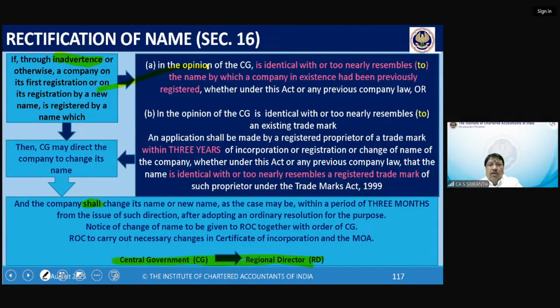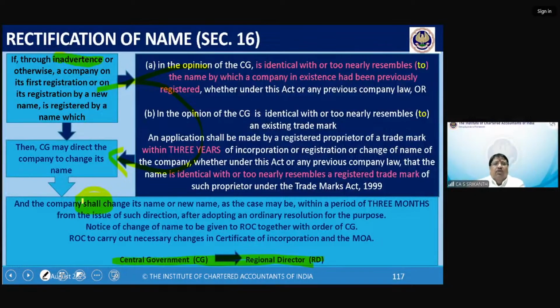So within 3 years, that objection has to come. If so, then once this comes, the central government may direct the company to change its name. And the company shall change. Your Honors will please note the word shall means mandatory, within a period of 3 months from the issue of direction, after adopting an ordinary resolution.